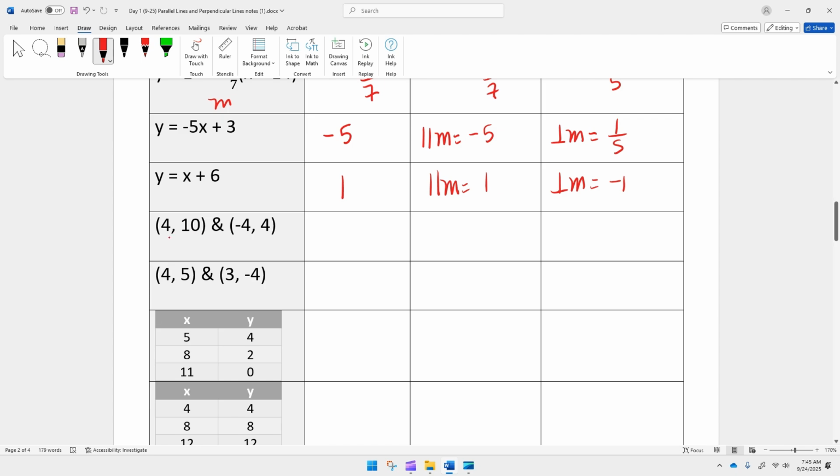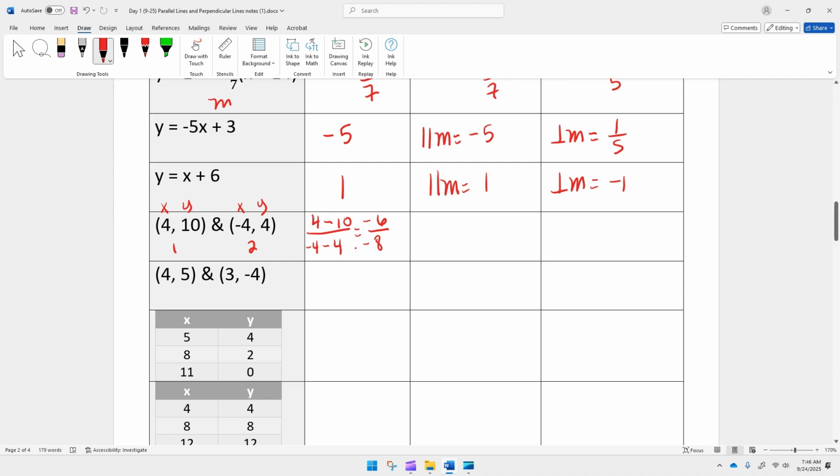All right, to remind you on this next question, we're going to be looking at these to find our slope. This is our second point. This is our first point. This is x. This is y. X, y. So we're going to do 4 minus 10 over -4 minus 4. -10 minus 4 is going to give me -6 over -4 minus 4 is going to give me -8.